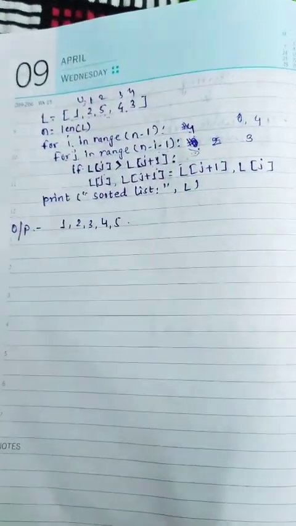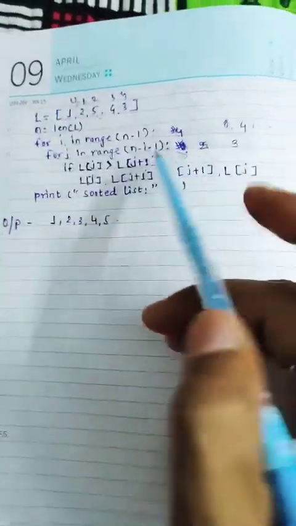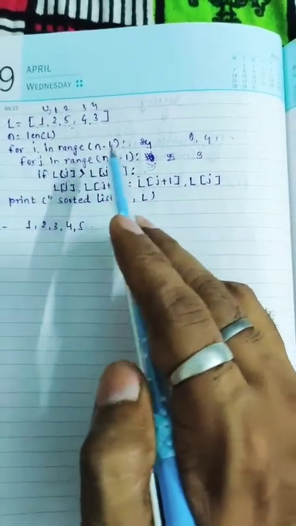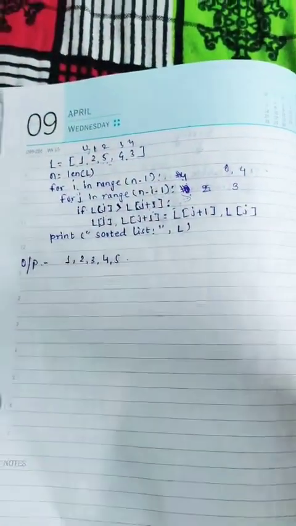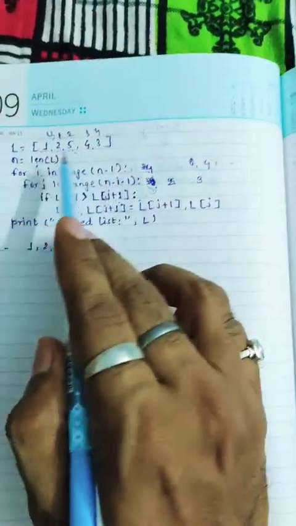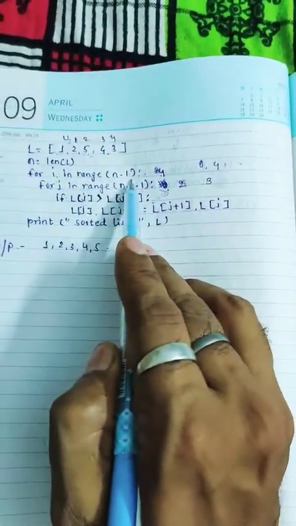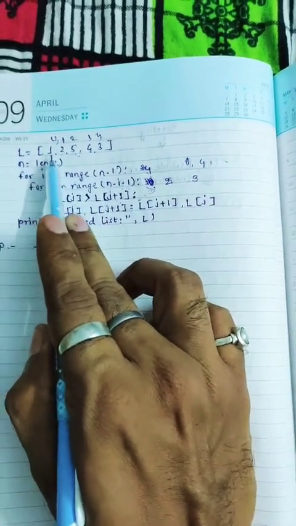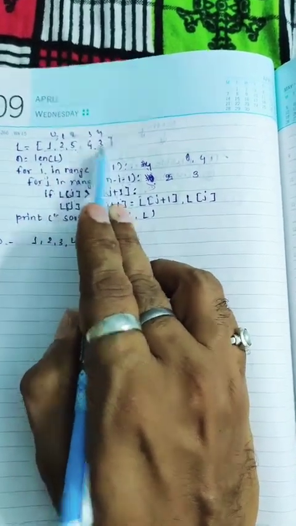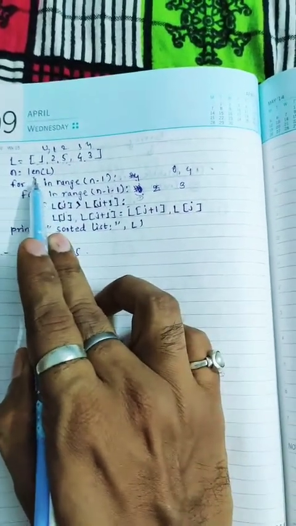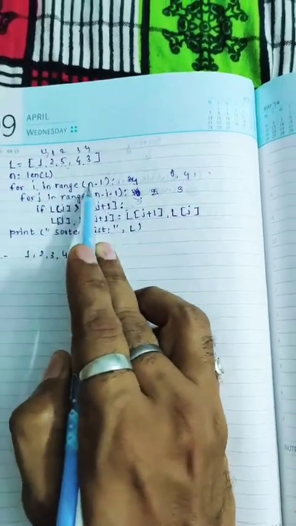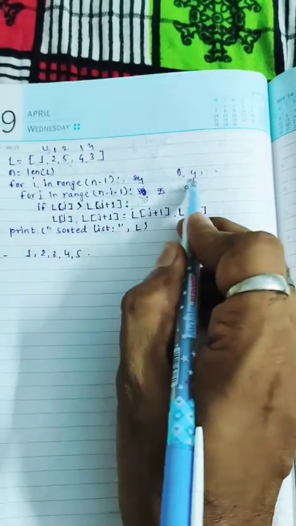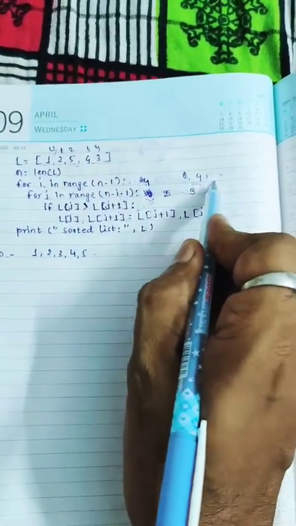I have used two for loops, nested for loops. The first for loop is for passes and the second for loop is for inner steps of passes. So here, i in range n minus 1. The length of this list is 1 2 3 4 5, so length is 5, but range is 0 to 4, because n minus 1, 5 minus 1 is 4. So range is 0 to 4.